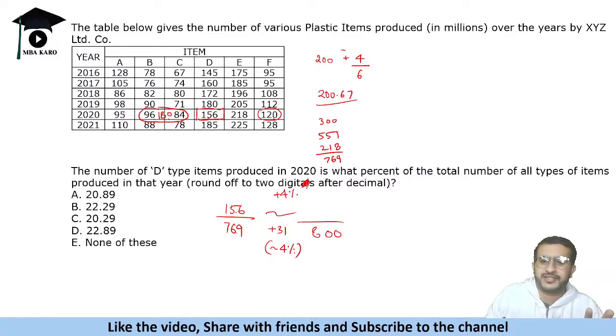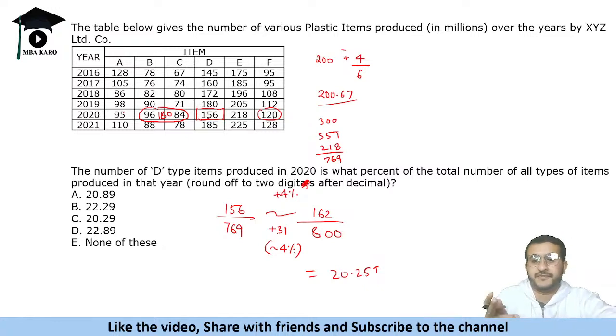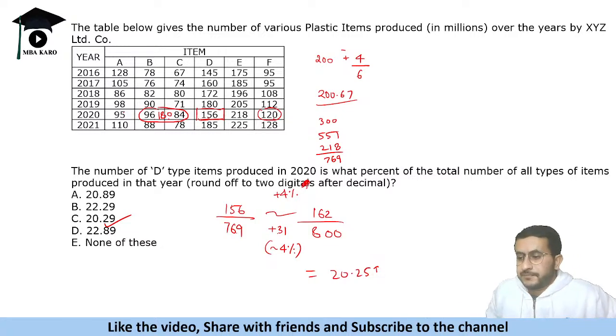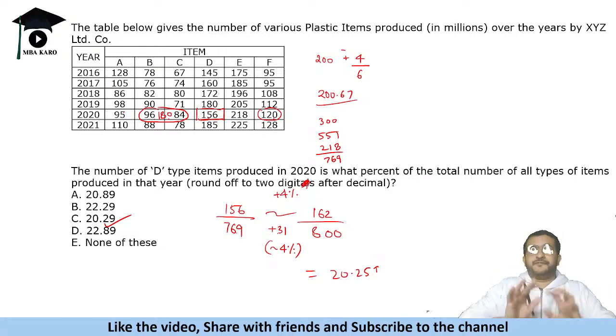Okay, so you can say roughly 6. 150 into 4 is 600, right? So 6, so make it 162. 162 by 8, if you do 820 is 160.25. ठीक है, थोड़ा सा उससे ज्यादा होगा. 20.25 से थोड़ा ज्यादा होगा because it is slightly more than 6. We were doing rough calculations. Okay, so the closest option is 20.29. That is our answer. Okay, all rough calculations.